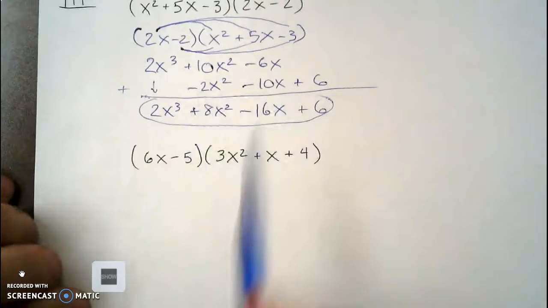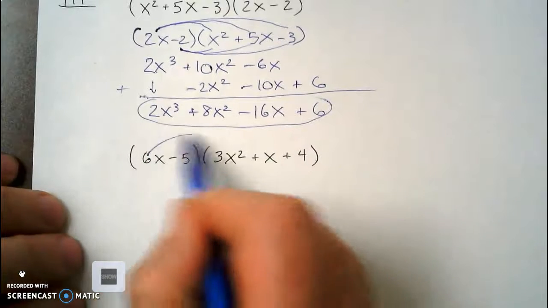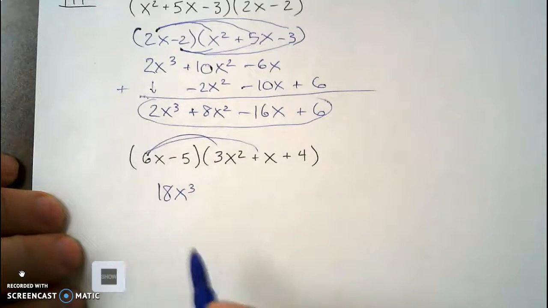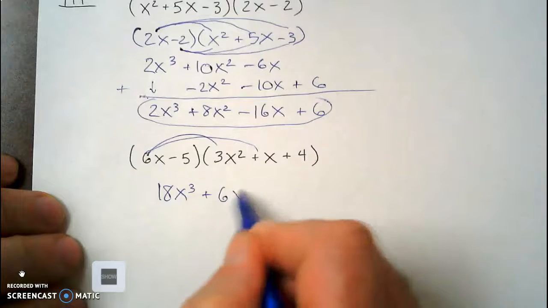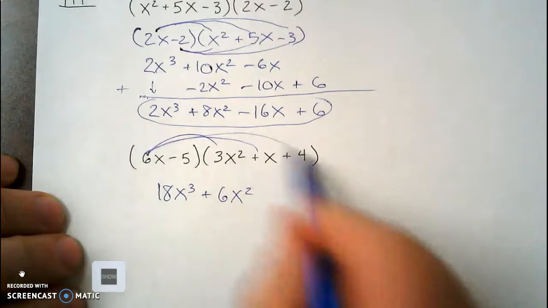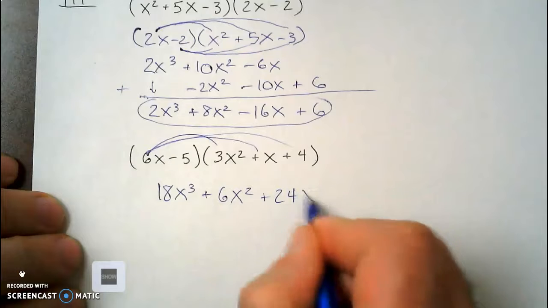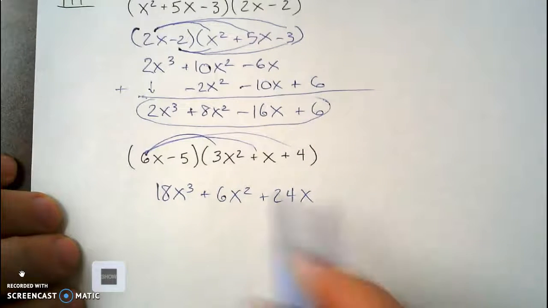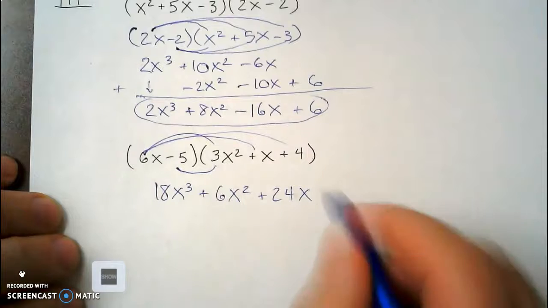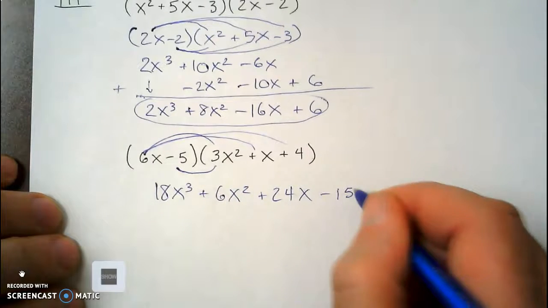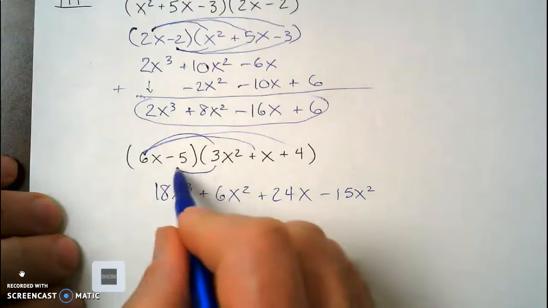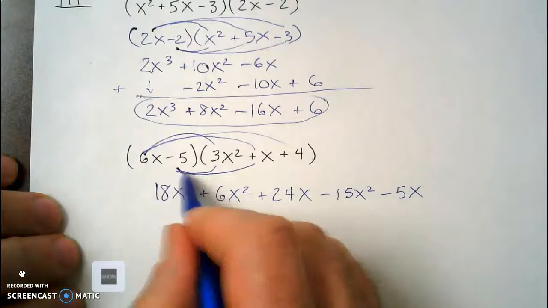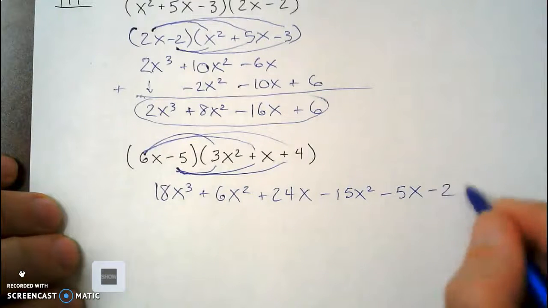I'll arrange my work a little differently, but it's the same thing. 6x times 3x squared, 18x to the third. 6x times x is 6x squared. 6x times 4, 24x. So instead of stacking them like I did there, I'm just going to keep writing them out in a big line. Some people do it that way. Negative 5 times 3x, negative 15x squared. Negative 5 times x is negative 5x. And negative 5 times positive 4 is negative 20.